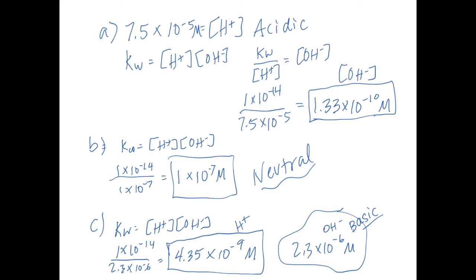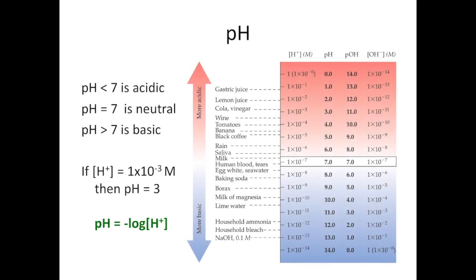So that's how you determine acidic, basic, or neutral. You just find which number is bigger, which one has the bigger concentration. All right, so here's the pH scale. Most people are familiar with the term pH and talking about acidic and basic solutions. So essentially, if your pH is below 7, it is considered an acidic solution. If your pH is equal to 7, that's where it's neutral. And if your pH is greater than 7, it's considered basic.